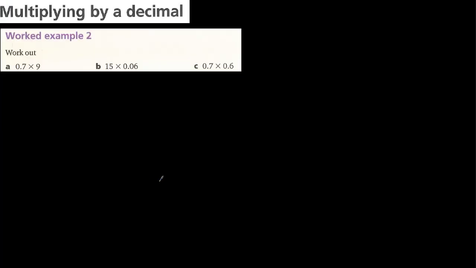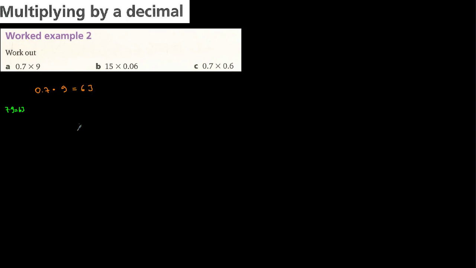Okay, multiplying by a decimal. Here the important part is that we are going to multiply like there is no decimal point, then we are going to add the decimal point to the result with respect to the number of decimal places. I'm going to explain how it is. Firstly, I'm going to multiply 0.7 times 9. As I said before, I'm going to multiply like there is no decimal, so 7 times 9, which is equal to 63. So I'm going to write first the answer 63.